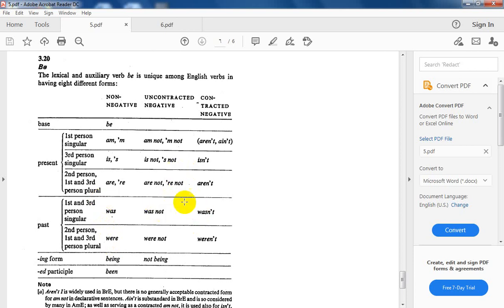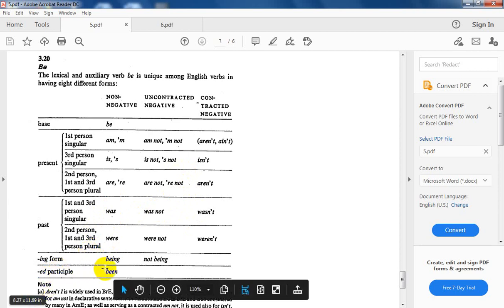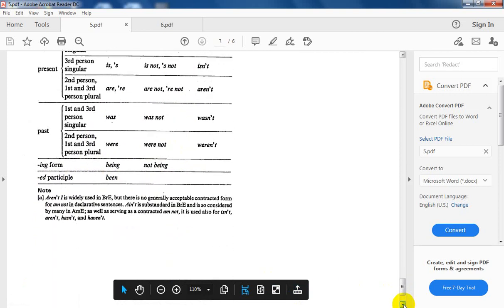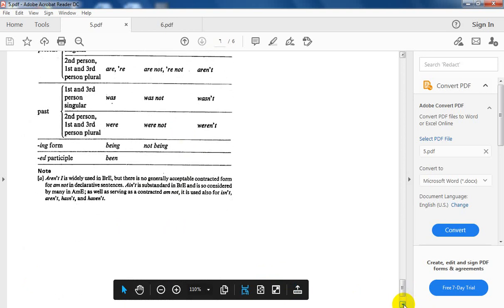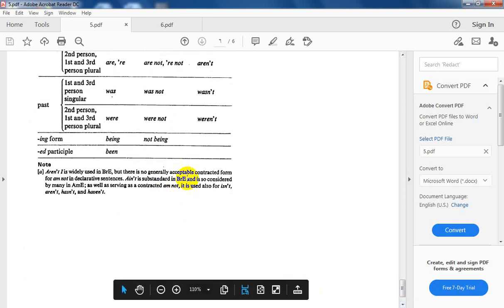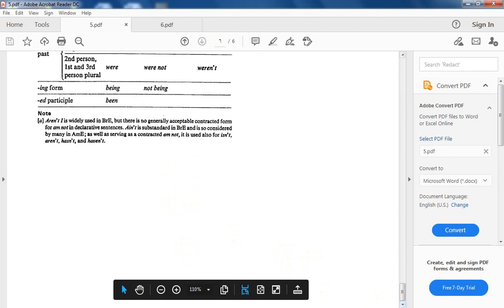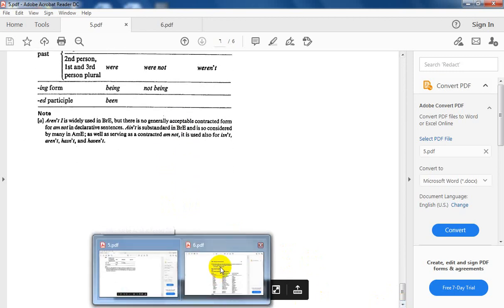طبعا here I have the contracted and uncontracted forms. Yes. What about the ing form, being, sorry, and the ed participle, I have been. Leave this note here. It is not something needed here, I think.